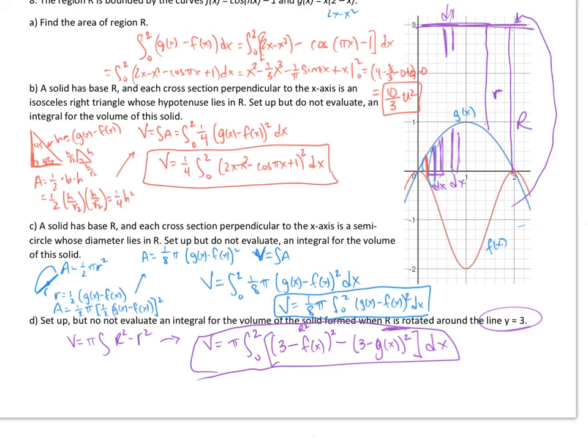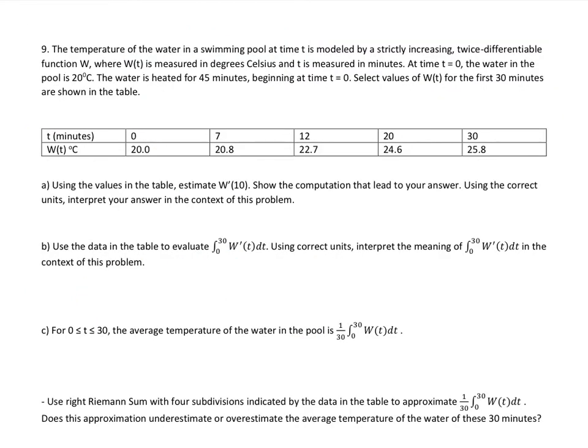All right, so let's move on to this problem. On number 9 here, it says the temperature of the water in a swimming pool at time t is modeled by a strictly increasing, that's important to know, twice differentiable, that's also important to know, function W, where W(t) is measured in degrees Celsius and t is measured in minutes.